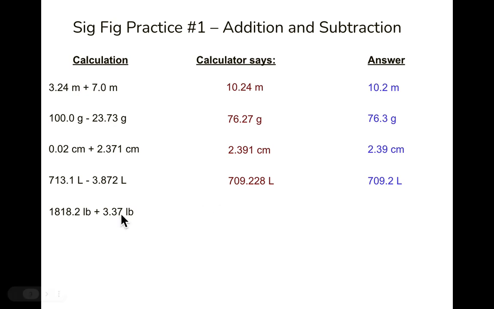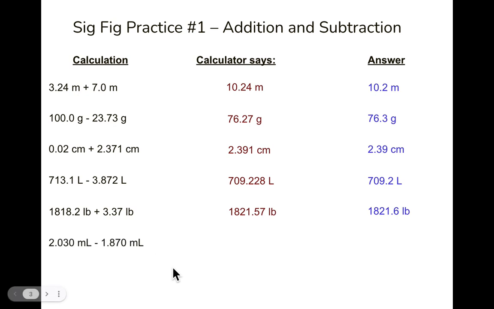Here's another one where we are again at the tenths place. A lot of tenths place here. This is at the hundredths. You're going to get this. Now this time we've got a 7 here. So if we're rounding the tenths place, we've got to round up to 18.21.6 pounds.